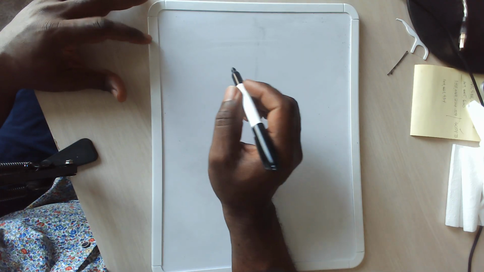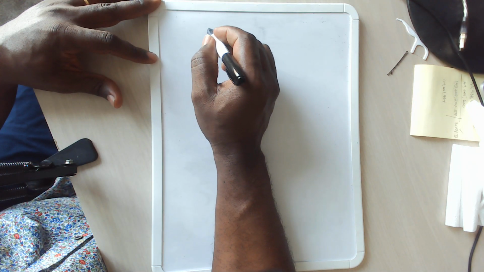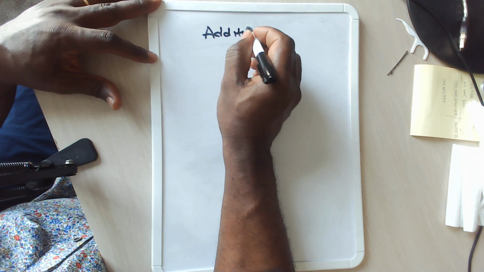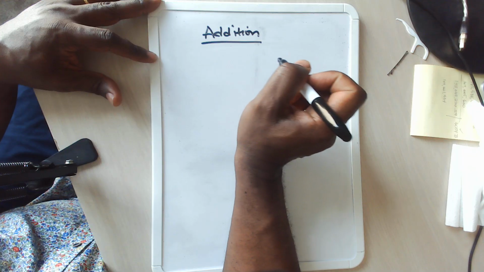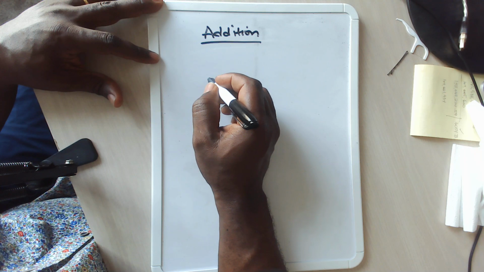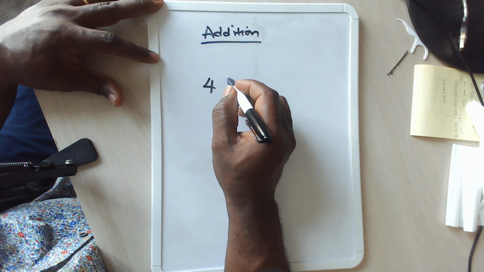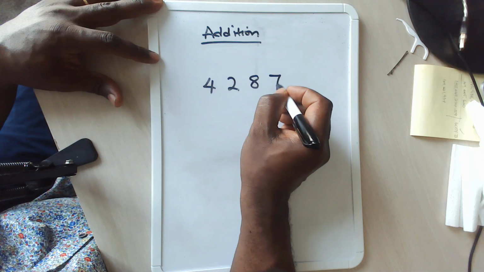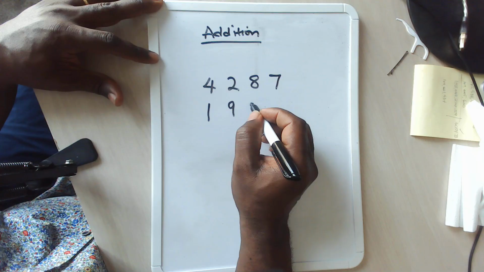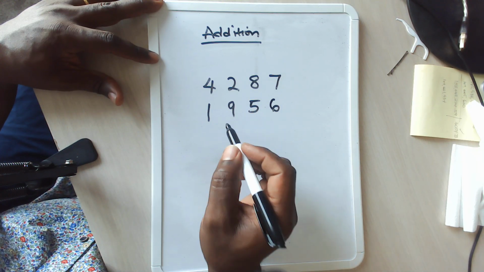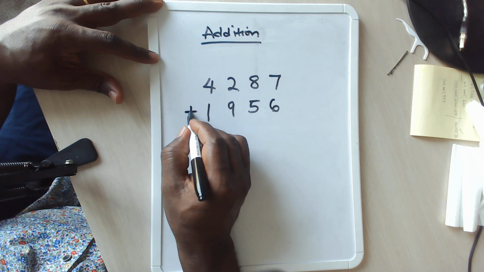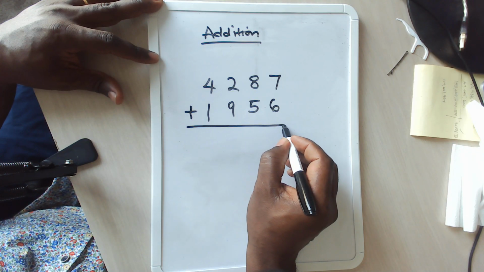Today we'll be discussing addition. Let us add 4,287 plus 1,956. Since we are summing the two together, we put a plus sign here and we have a rule here.